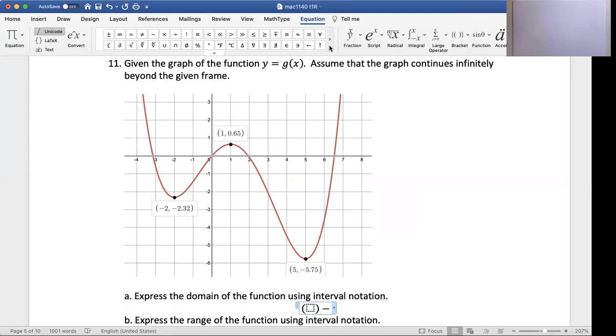So let's see, where is the infinity button? Negative infinity, inside the parentheses. Negative infinity to positive infinity would be our domain. So that's what we have there.